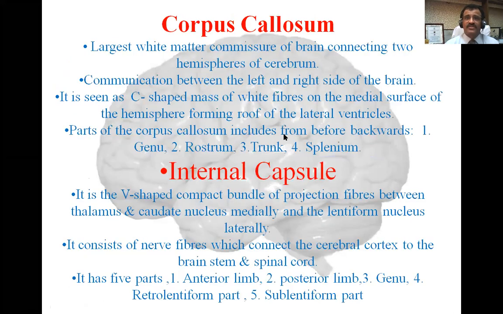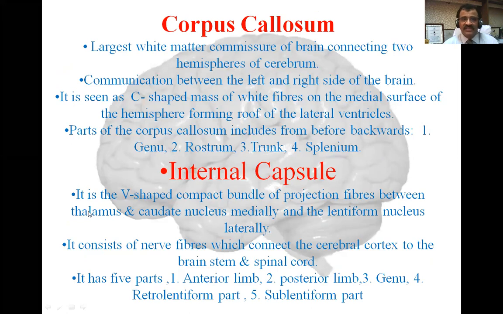And you will see corpus callosum and internal capsule here. So corpus callosum is the largest white matter commissure of the brain connecting two cerebral hemispheres. Communication between left and right side of the brain. It is seen as a C-shaped mass of white fibers on the medial surface of the hemisphere, forming roof of the lateral ventricles. Parts of the corpus callosum are genu, rostrum, trunk, splenium, and body. Okay, there are 5 parts.